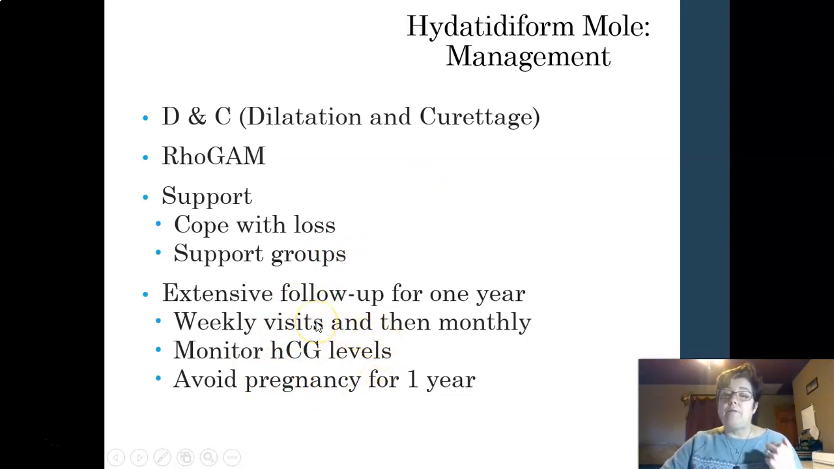So she will have frequent visits and they will monitor her HCG levels, because if the tissue starts to grow back and starts to increase in amount, then her HCG levels will increase, and so that's why they monitor that. And we want her to avoid pregnancy because it will just complicate matters in case all of the tissue wasn't removed. If she's pregnant and that starts to grow back, then it makes management and treatment very difficult, okay?